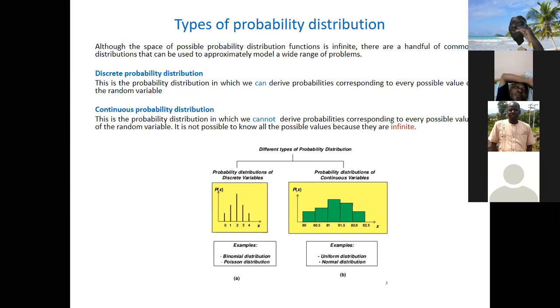So I think you should be able to differentiate between discrete and continuous. Look at the graph here now. This is different types of probability distribution. Probability distribution of discrete variables. This one, if you look at it, 0, 1, 2, 3, is showing whole numbers. And with these whole numbers, you can see each bar is separate. So 0 is separate from 1, 1 is separate from 2. There's a gap between them. They are separate. That's why it is discrete.